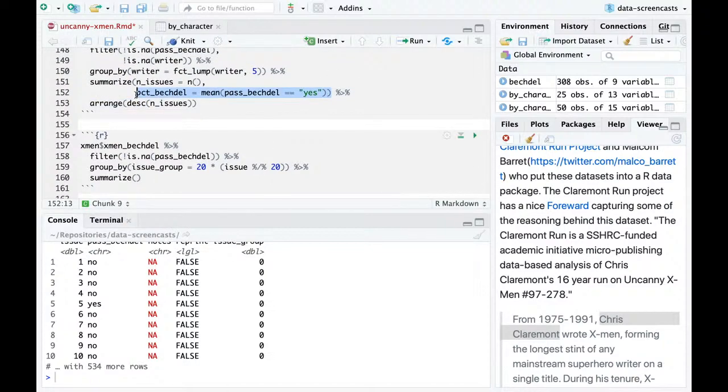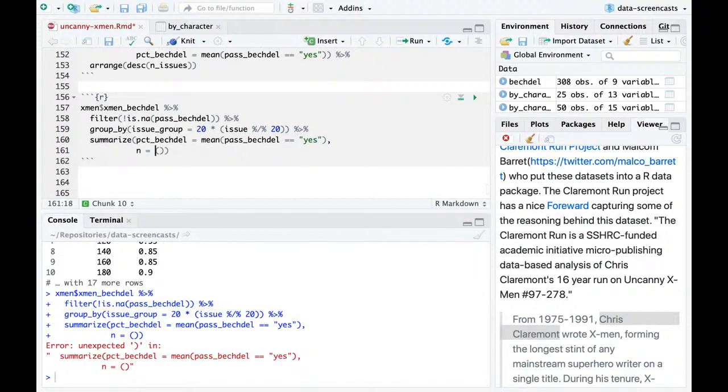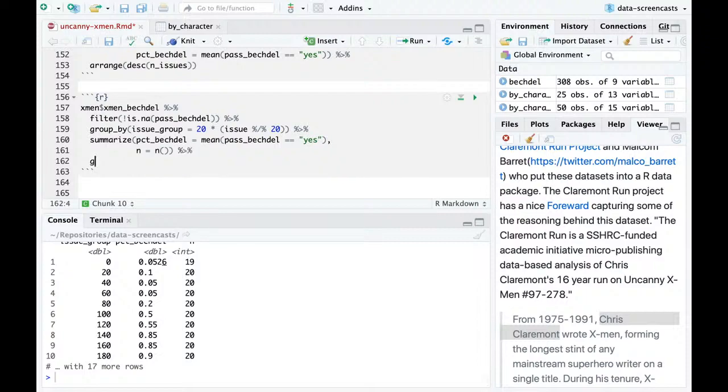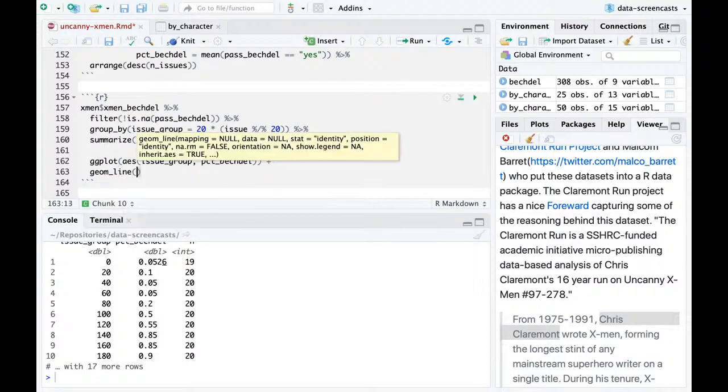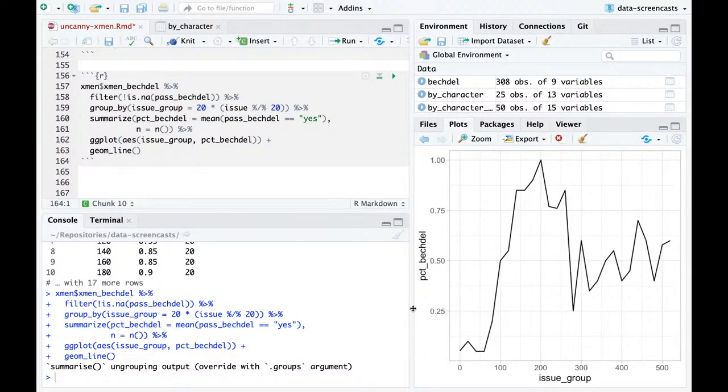Summarize how many passed the Bechdel test. And just to check, this should be 20 in each of these. There's 19 in the first, but mostly it's 20, and then I say issue group, PCT Bechdel. So my question was, has it changed over time? And it looks like yes. I'm going to reduce the noise a little bit. No, I think this might not be too noisy. It's going to be noisy because there's only 20 observations in each group.